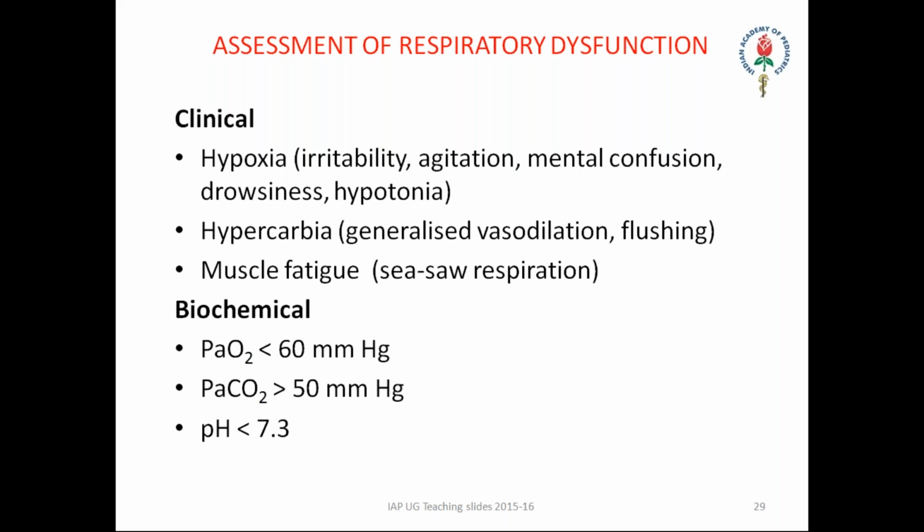Biochemical parameters: PaO2 less than 60 mm of Hg, PCO2 greater than 50 mm of Hg, and pH less than 7.3 might be the biochemical parameters. You take the baseline levels. Normal PaO2 is between 60 to 80 mm of Hg. If it is less than 60, you can think the oxygenation is poor. Normal CO2 will be 40 to 50 or 35 to 45 mm of Hg. More than 50, you take it as abnormal. Normal pH is 7.35 to 7.45. Less than 7.3, you take it as abnormal.